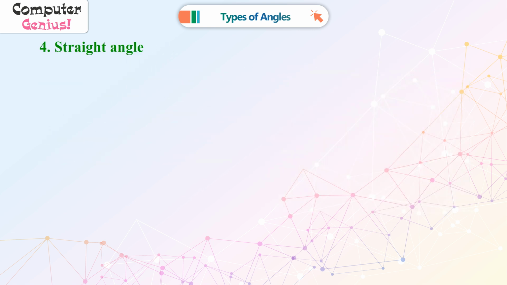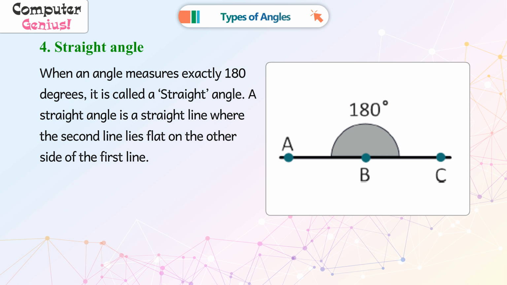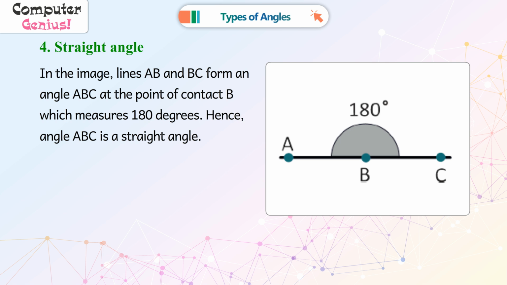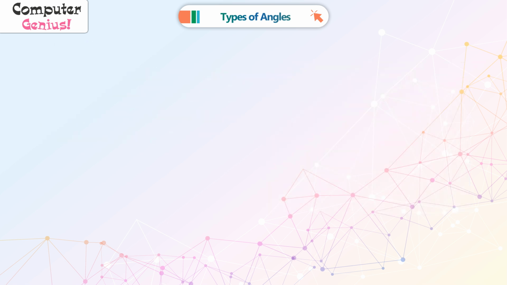4. Straight angle. When an angle measures exactly 180 degrees, it is called a straight angle. A straight angle is a straight line where the second line lies flat on the other side of the first line. In the image, lines AB and BC form an angle ABC at the point of contact B, which measures 180 degrees. Hence, angle ABC is a straight angle.